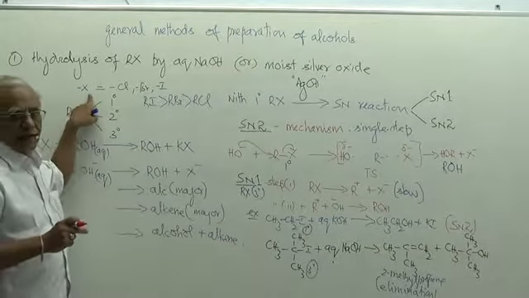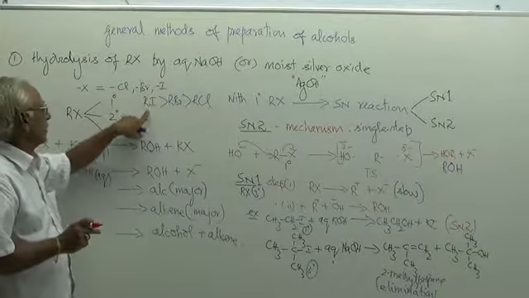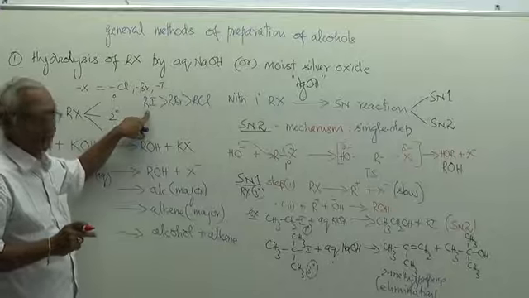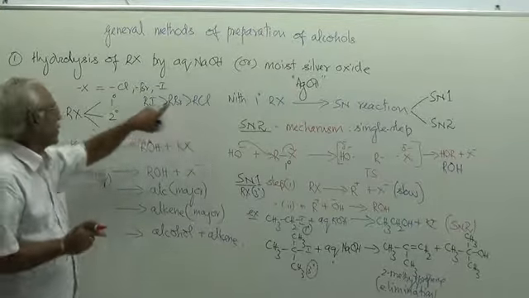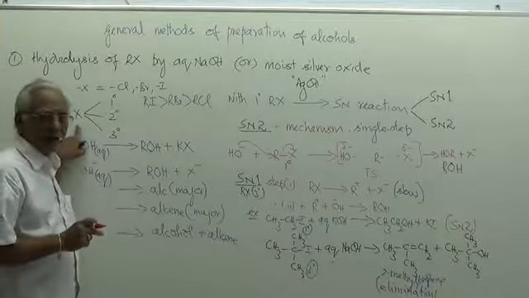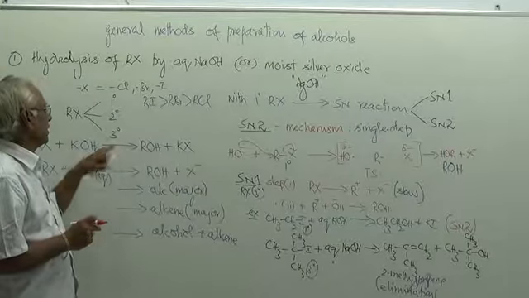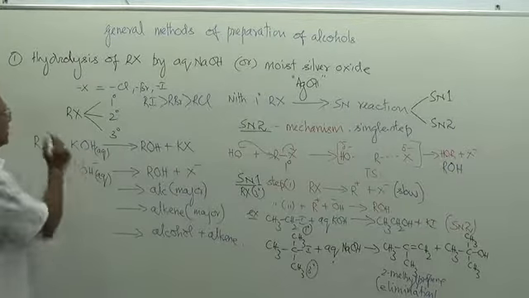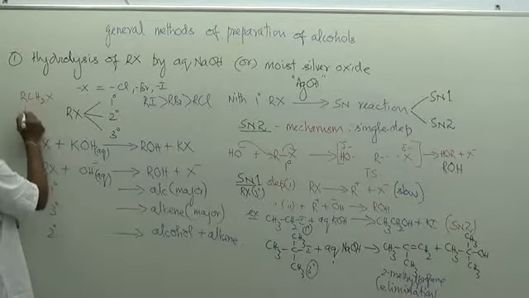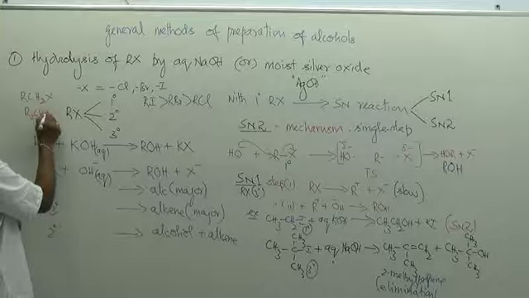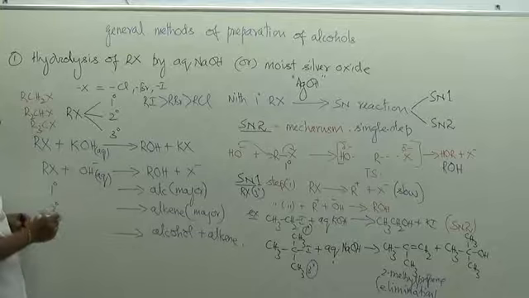The halide, the halogen, can be chlorine, bromine, or iodine, and the reactivity is going to be different. Alkyl iodides are more reactive than alkyl bromides and alkyl chlorides. Similarly, alkyl halide can be a primary alkyl halide, RCH2X, or a secondary alkyl halide, R2CHX, or R3CX, a tertiary halide.